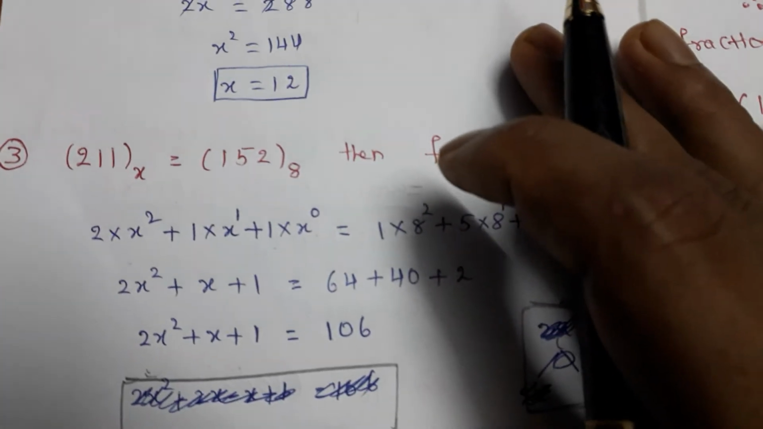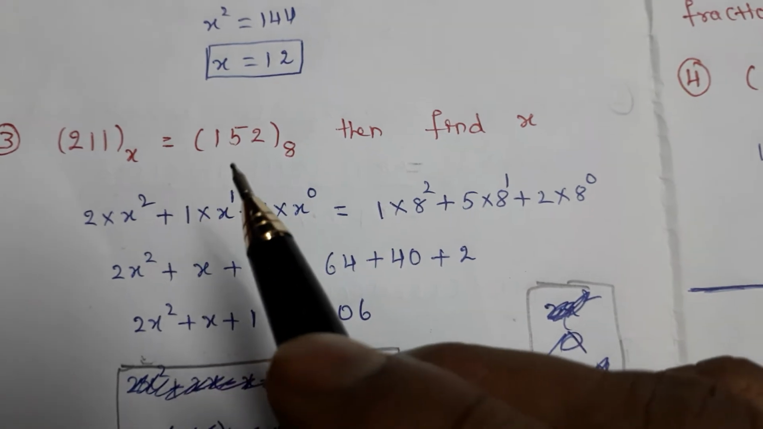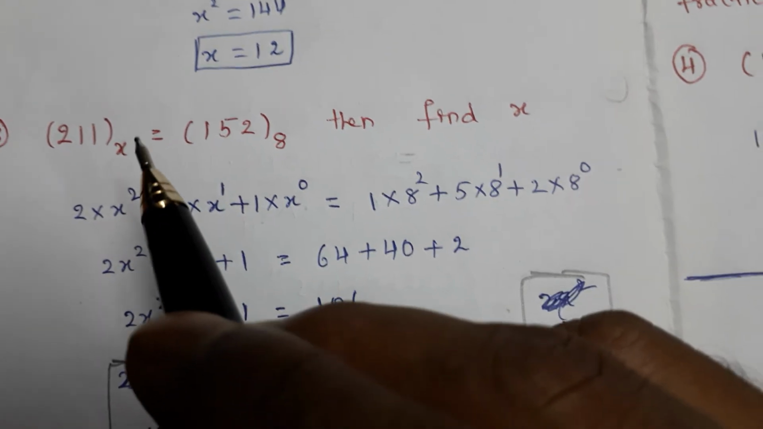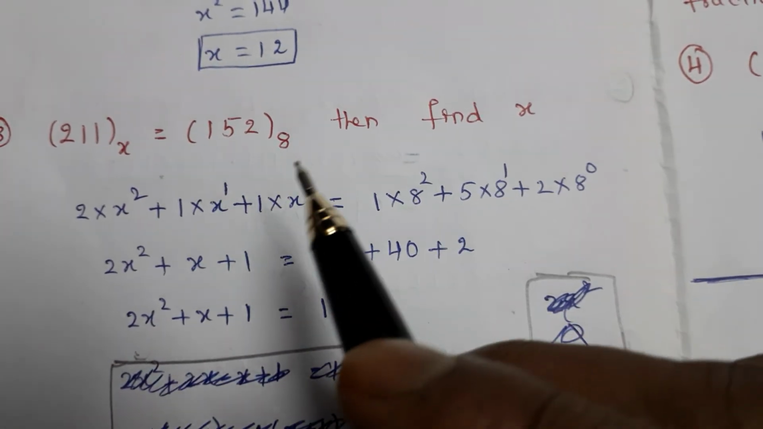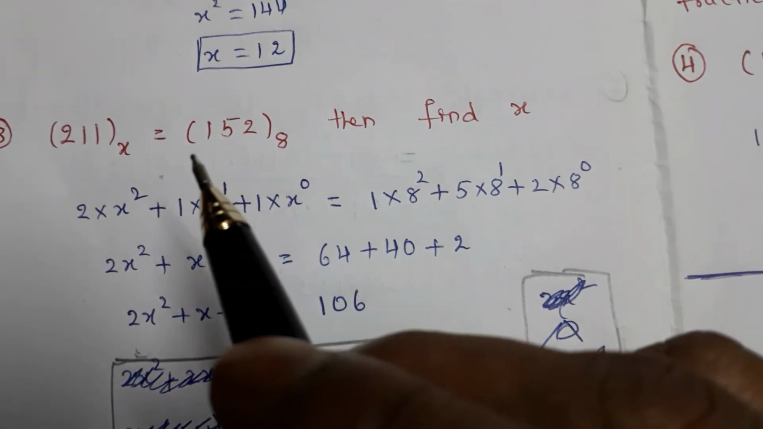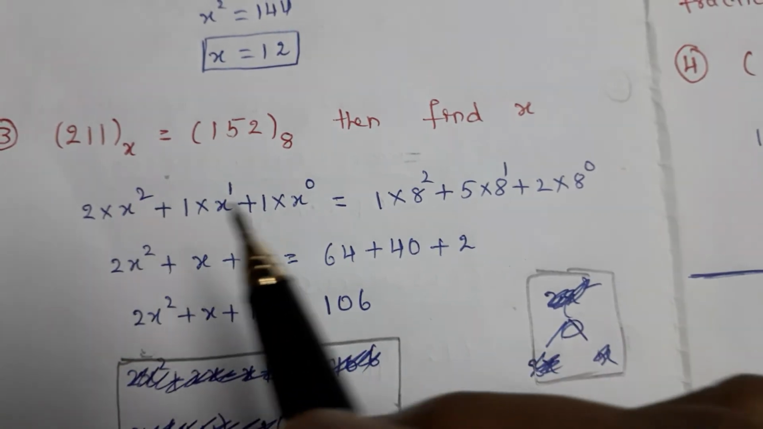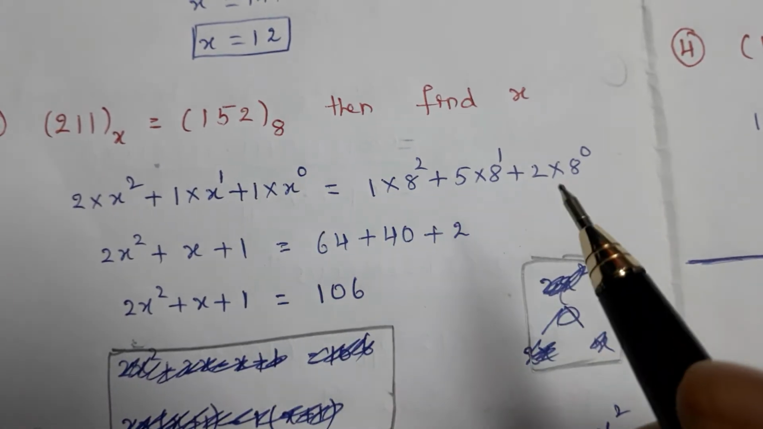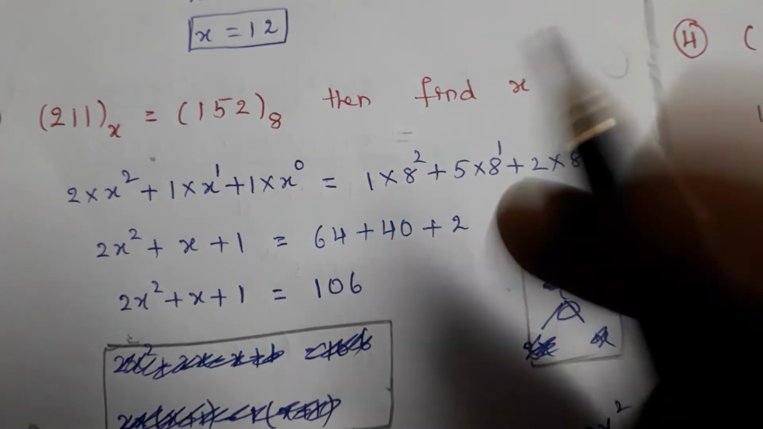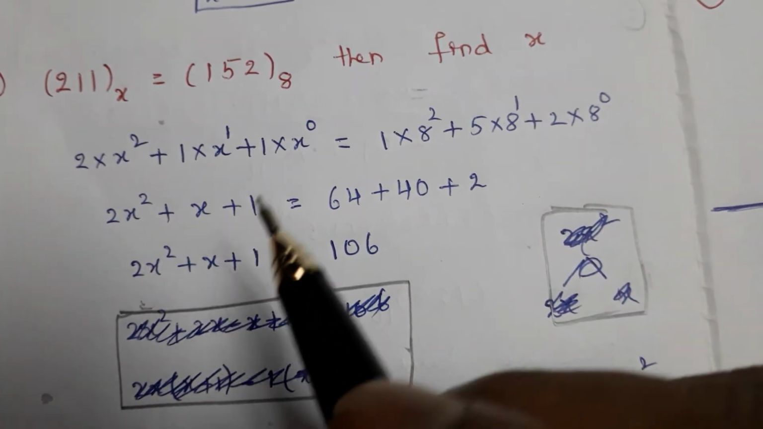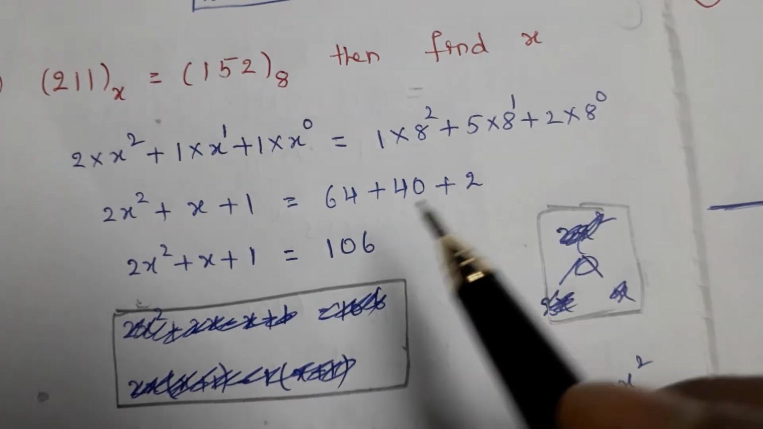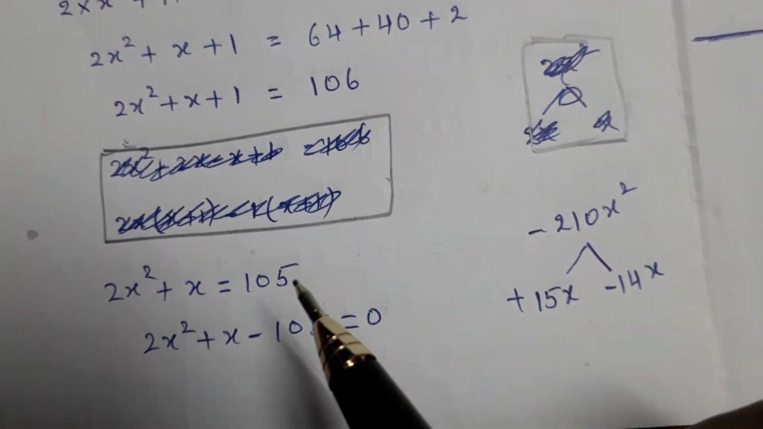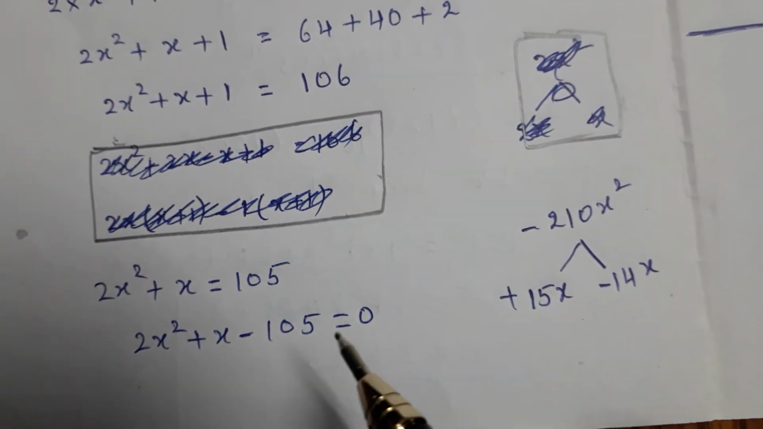Now if you observe this type of example, 211 base x is equal to 152 base 8, then find x. This is in terms of an unknown radix, and this is in terms of a known radix. Therefore I am going to equate these two in terms of decimal. So 1 into x power 0 plus 1 into x power 1 plus 2 into x square is equal to 2 into 8 power 0 plus 5 into 8 power 1 plus 1 into 8 square. Now 2x square plus x plus 1 is equal to 64 plus 40 plus 2, which is equal to 106. Then 1 can be sent to that side, so it becomes 2x square plus x equal to 105. Then 2x square plus x minus 105 is equal to 0.